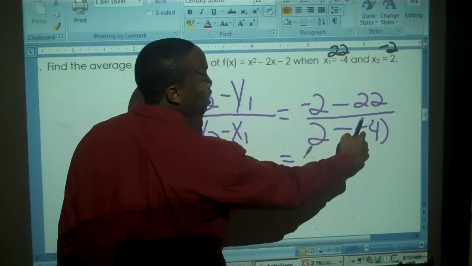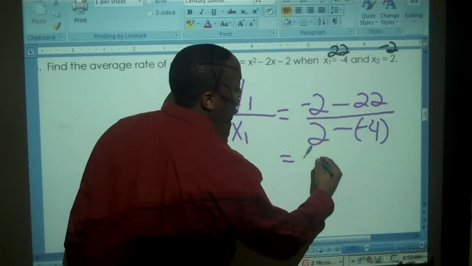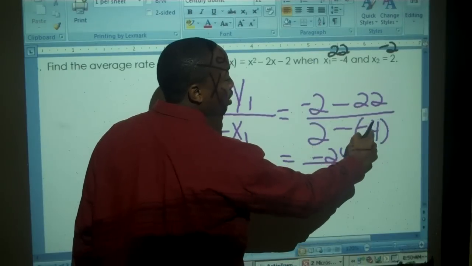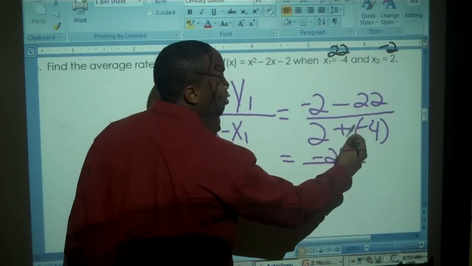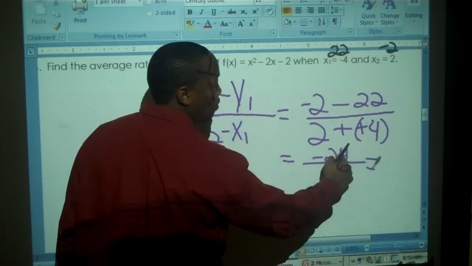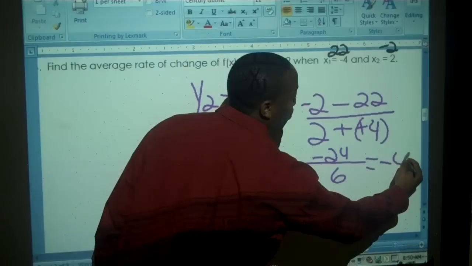Let's go ahead and do the top first. Negative 2 minus 22 gives me negative 24, over 2 minus negative 4. That minus negative 4 turns into a positive, so that's going to be 6. So we end up with negative 24 divided by 6, which gives me a negative 4.